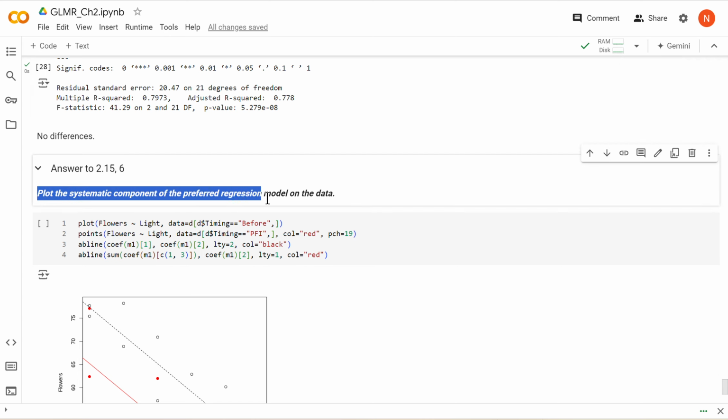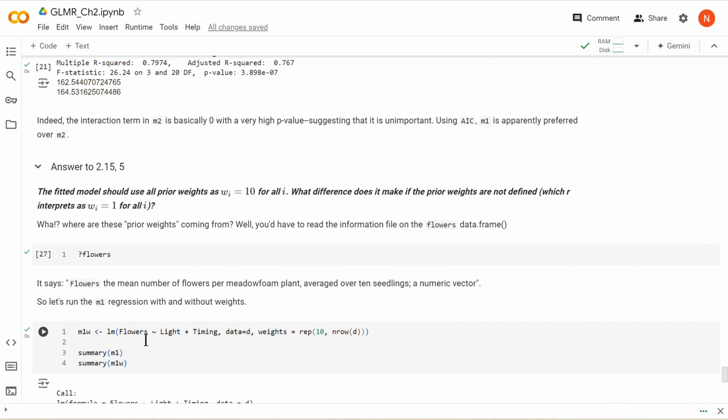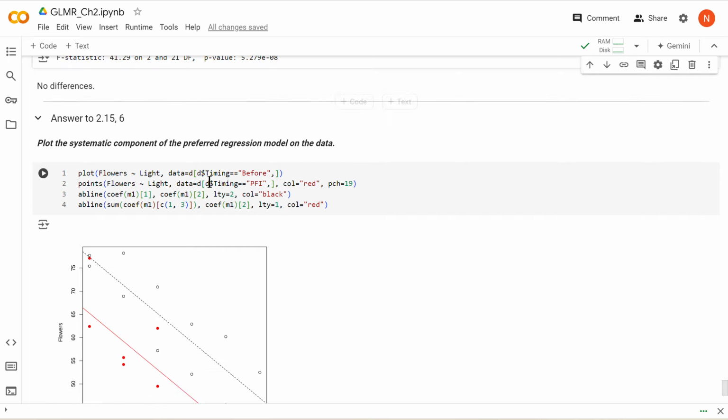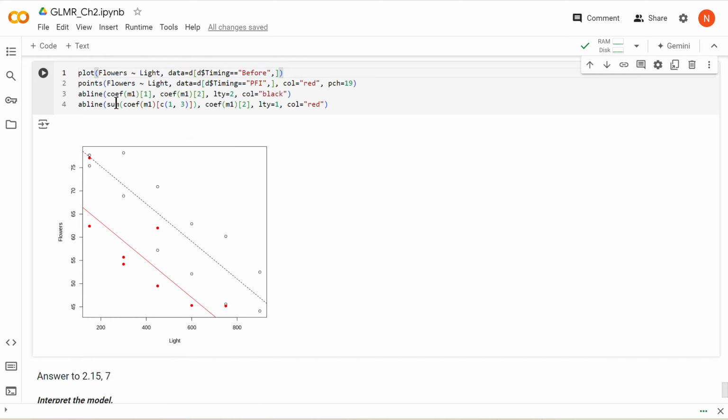Second to last, part 6. We want to plot the systematic components of our preferred regression model. Again, the preferred one, I think, is just where we have light plus timing without the interaction. I'm just plotting the plot you've already seen with the points, and then I'm adding lines for the 2 timing conditions here: the black dotted line for the open black circles, which was timing equals before, and then the red line for timing equals RFI.